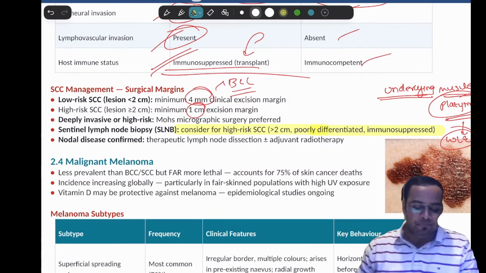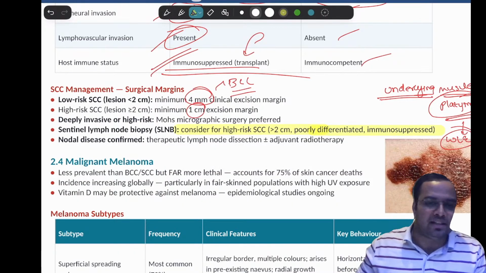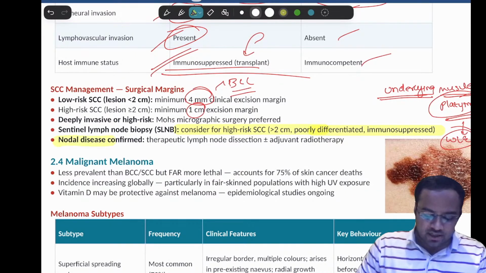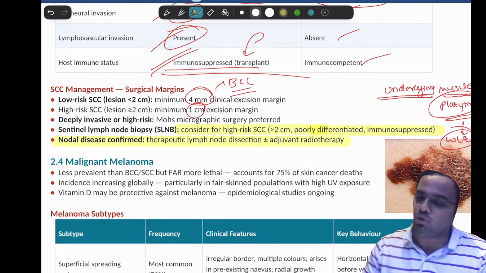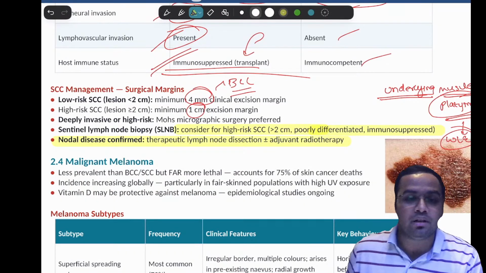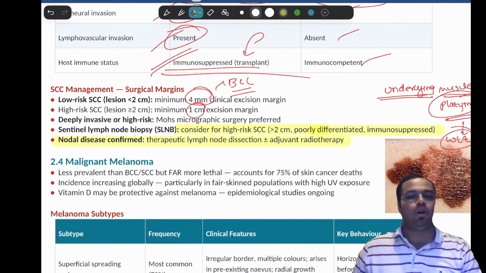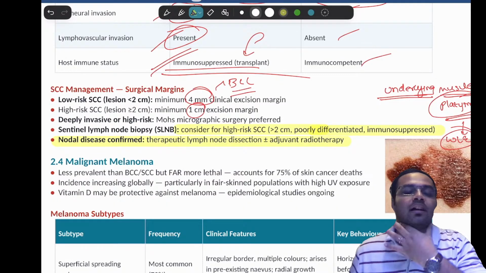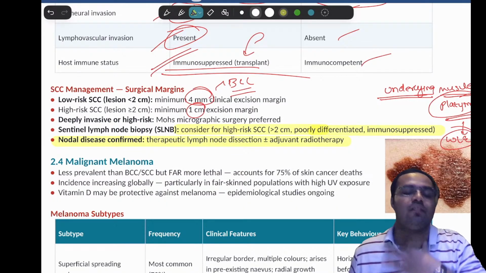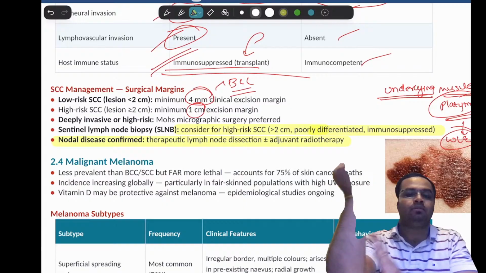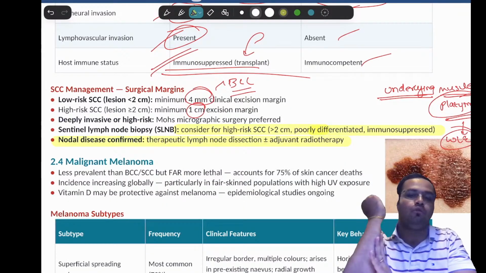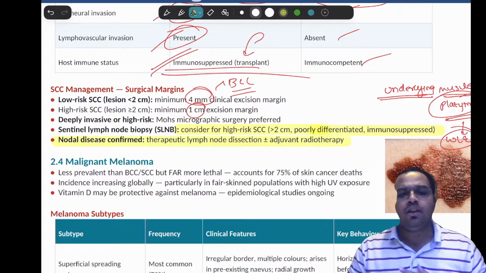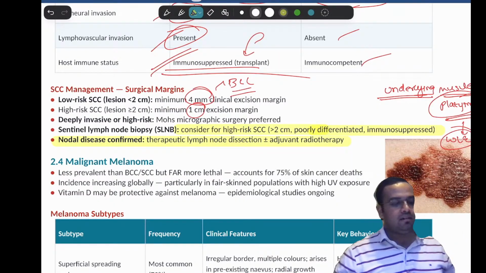So whenever a nodal dissection is present, as I said, squamous cell carcinoma: resection, resection, resection. If it is going to be a lymph node positive disease, go for the lymph node dissection. Lower limb squamous cell carcinoma, go for inguinal block dissection. Head and neck malignancy, squamous cell carcinoma, you will go for the cervical lymph node dissection. Whenever arm squamous cell carcinoma, you are going to go for axillary lymph node dissection.